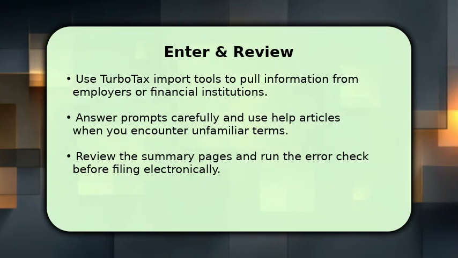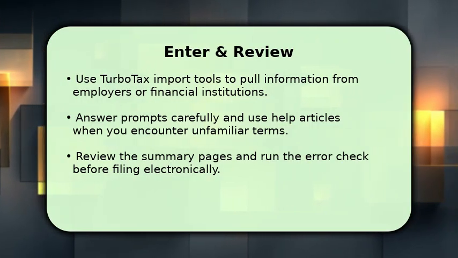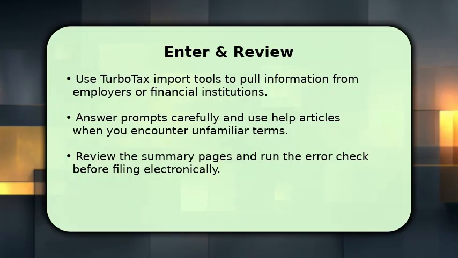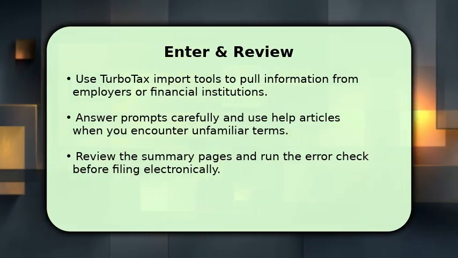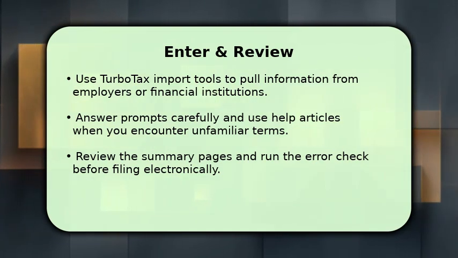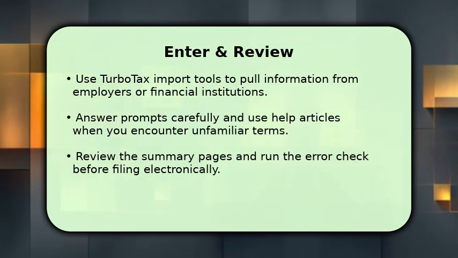Start entering income using Turbotax import or manual entry for W-2s and 1099. Then add deductions and credits by answering the guided questions. Use help tips and search when a term feels unclear, and confirm dependent and banking details for your refund or payment. Carefully review the summary screens and run the built-in error check.